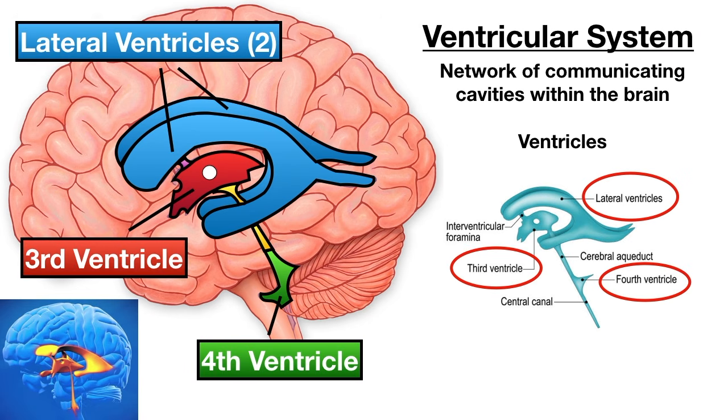And the function of these ventricles is to produce, circulate, and reabsorb cerebrospinal fluid throughout the central nervous system, which includes the brain and spinal cord. Now, we said the ventricles communicate with each other, so let's take a closer look at how they're all connected.